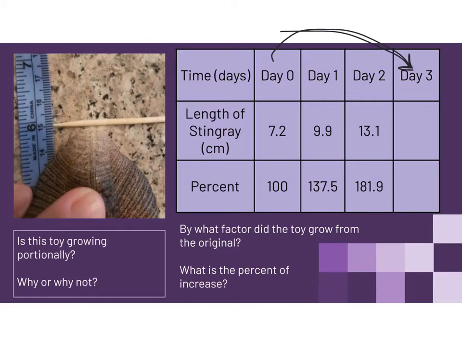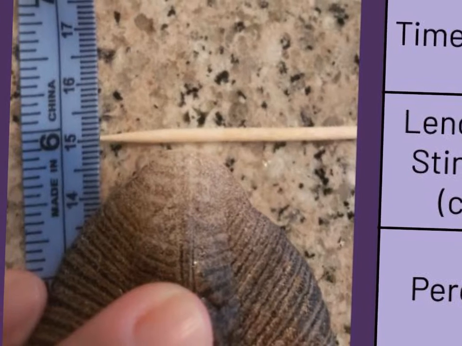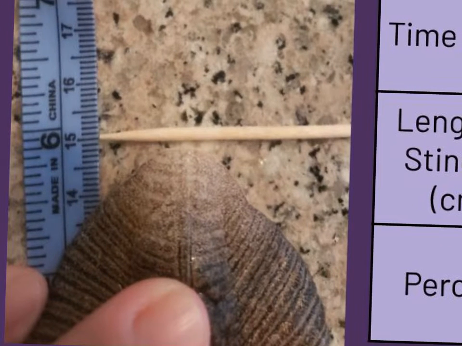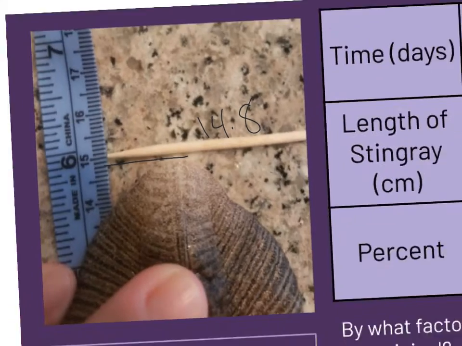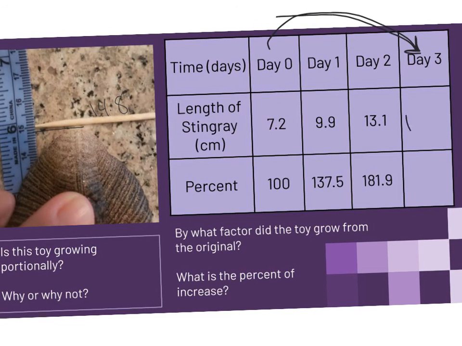Let's see what his length is. I tried to make this a bit clearer. We're almost at 15, but if you want to be super accurate, it looks like his nose is right here, which looks more like 14.8. Let me get us back over here where we can write. So 14.8.